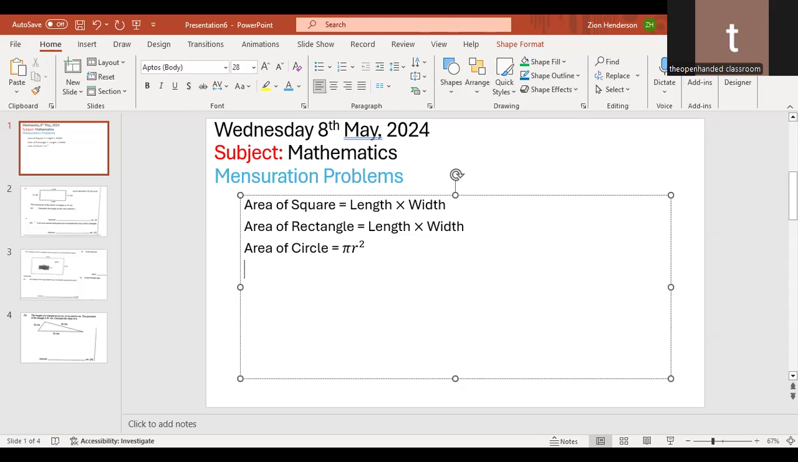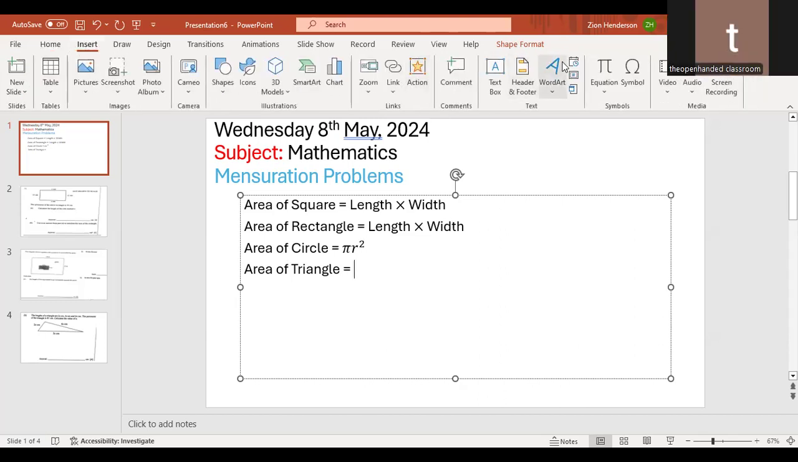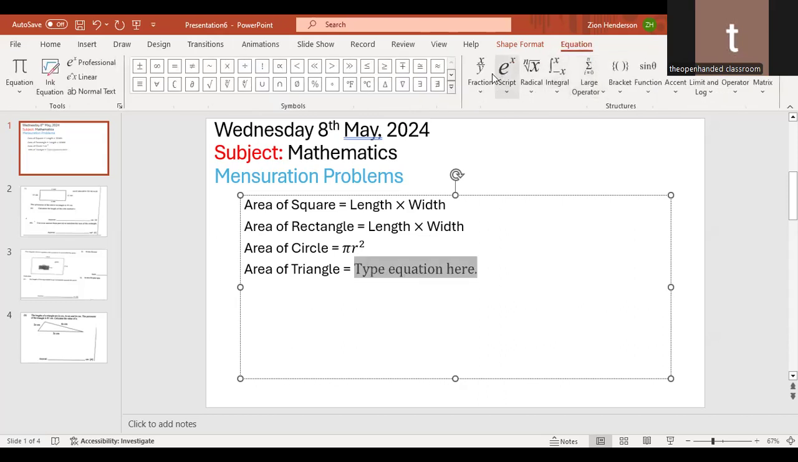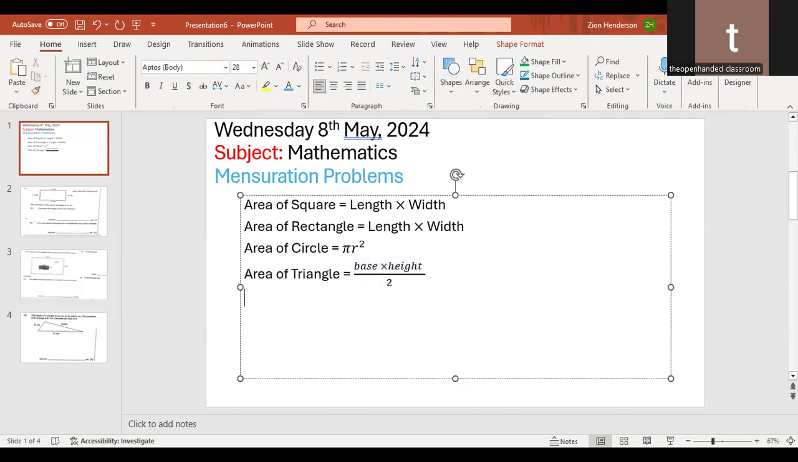And then what we learned yesterday, the area of a triangle is going to be what? Base times height divided by 2. Very good. So the area of a triangle is the base of the triangle multiplied by the height of the triangle, all divided by 2.